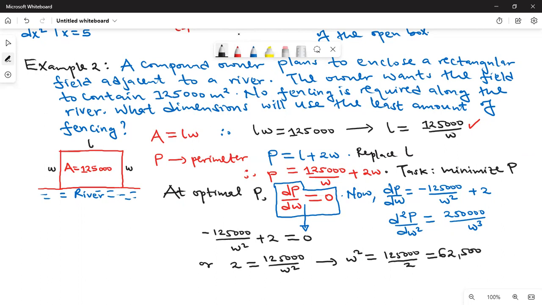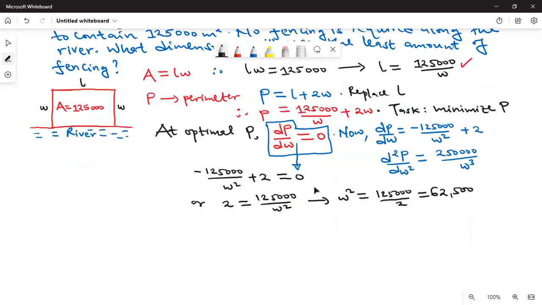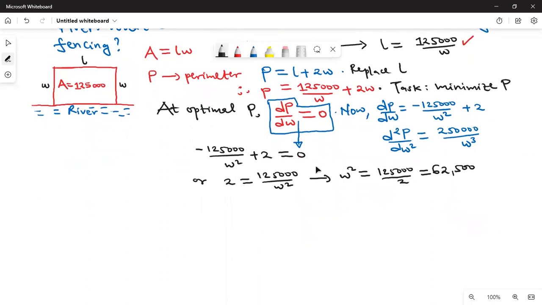62,500. W squared is 62,500. So from here, we can now find W. Therefore, W is the square root of 62,500, and that is 250.